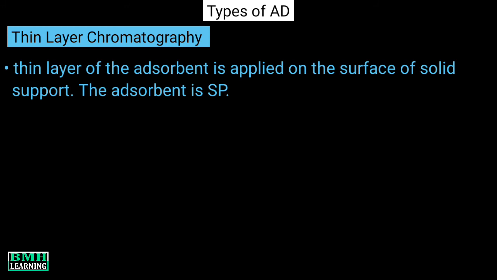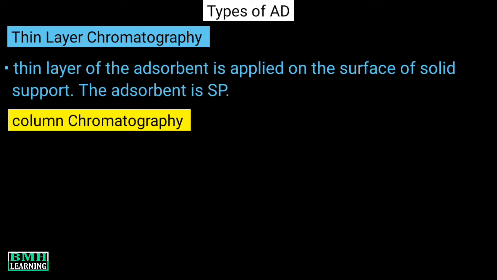Now, there are different types of adsorption chromatography techniques. First is thin layer chromatography, where a thin layer of the adsorbent is applied on the surface of a solid support. The adsorbent is nothing but the stationary phase.